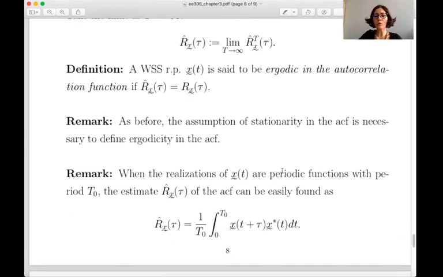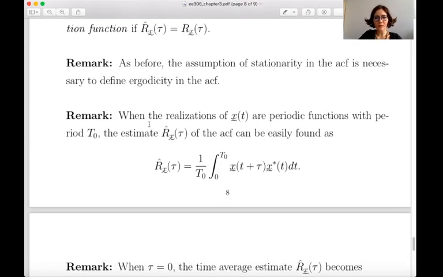Now again, as before, to discuss whether a process is ergodic in the ACF or not, we first have to start with stationarity. So we first assume that our process is wide-sense stationary. So if somebody gives you an arbitrary random process, and they ask you whether it's ergodic, the first thing you should check is if it's wide-sense stationary. If it is not wide-sense stationary, then the question is meaningless. If it is wide-sense stationary, then you would look into whether it's ergodic in the ACF or not.